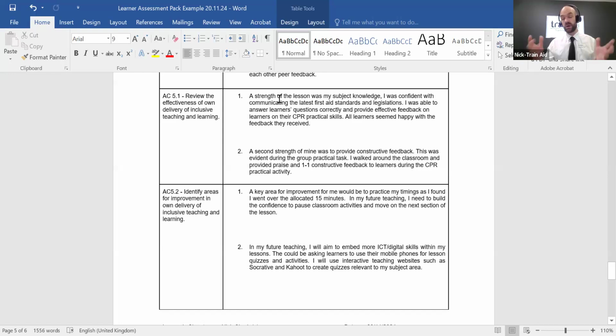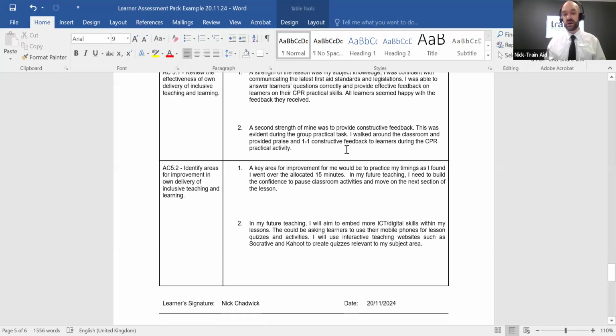So I've written for my own micro teach, a strength of my lesson was my subject knowledge. I was confident with the latest first aid standards and criteria. I was able to answer confidently any questions from the learners within my class. Another key strength of mine was the ability to provide constructive feedback and praise. Within my micro teach, I walked around the room and gave one-to-one feedback on learners' CPR skills. I gave constructive feedback and praise, which learners responded to and were pleased with.